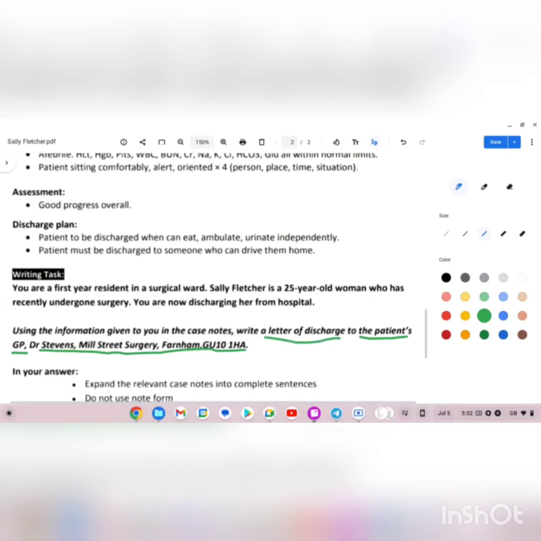And we are writing a letter of discharge. So who is our patient? Our patient's name is already given: Sally Fletcher, a 25-year-old woman who has recently undergone surgery. We don't know what surgery yet, so we're going to check in the case notes.